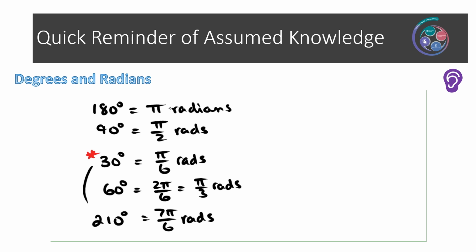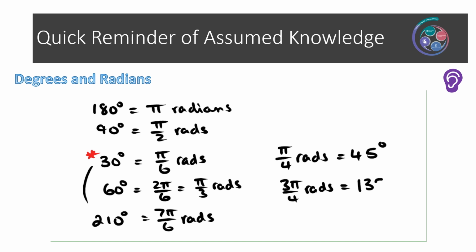Another one to try and remember would be pi over 4 radians is equal to 45 degrees. So if I was asked for something like 3 pi over 4 radians, then that would be 3 lots of pi upon 4, 3 lots of 45, which would be 135 degrees. So you need to be able to go from degrees to radians and radians back to degrees, as I've done with these examples.